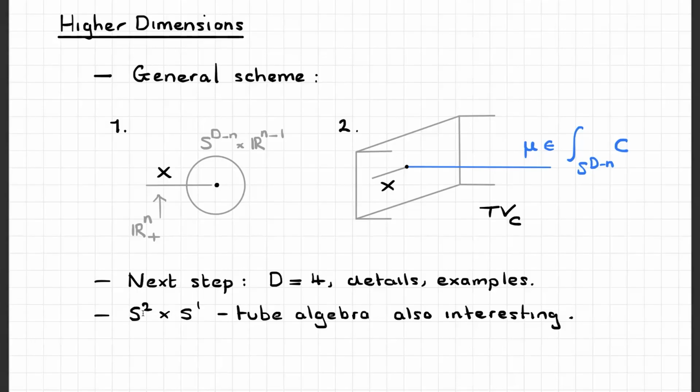But you can also do intermediate things that are fun. You don't need to look at spheres necessarily. You can study tube algebras attached to, say, S2 times S1 rather than S3, and that will capture the action on loops rather than lines. So you can do more interesting things that don't just involve spheres, but products of spheres and other things.